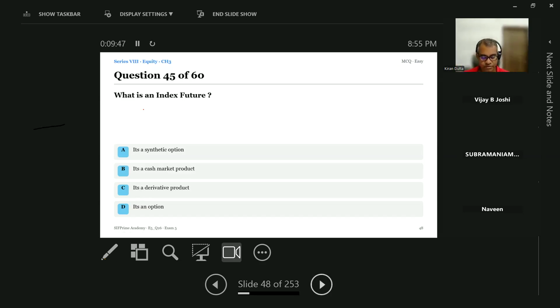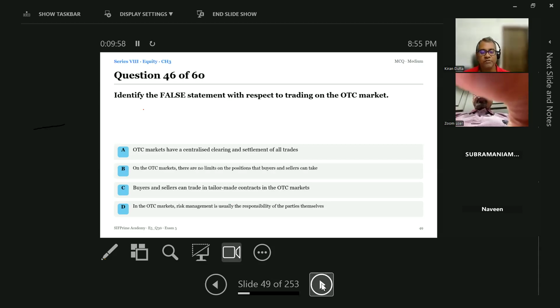What is index future? Very easy. C. It's a derivative product. Correct. Next, what is the false statement with respect to trading in the OTC market?